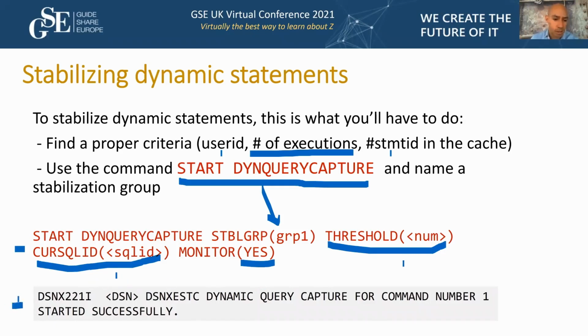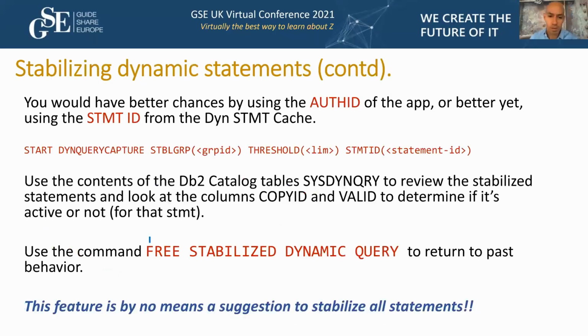And then DB2 will say, sure, why not? And that's all that you will get. And then how do I know what's actually stabilized? What you do in that case is go to the catalog table, SYSDYNQUERY. And there you will find all the information.